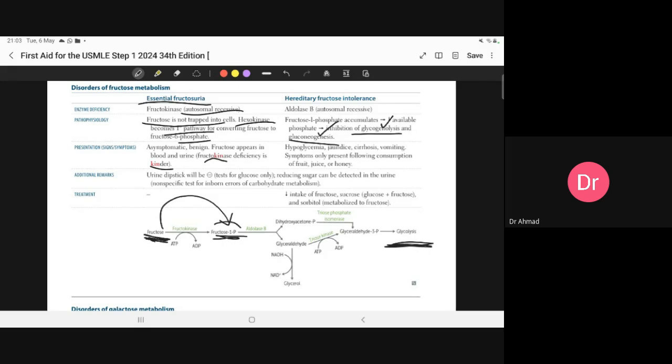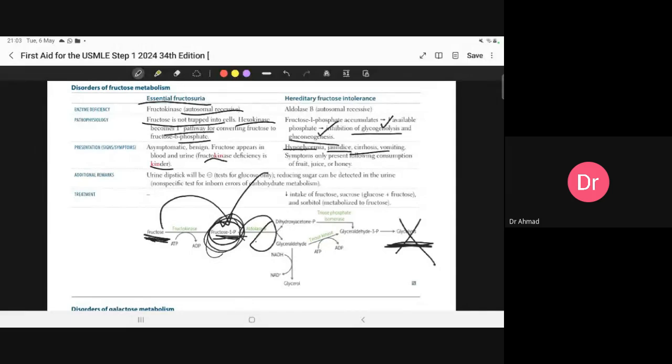And of course, if you keep on accumulating this component, ultimately it's not contributing to glycolysis because this enzyme is deficient, right? So you will develop hypoglycemia. You can develop jaundice because you're accumulating a toxic component in your liver cells. It can lead to cirrhosis, vomiting, all this.